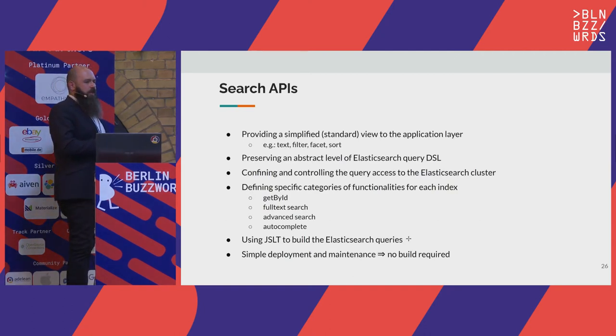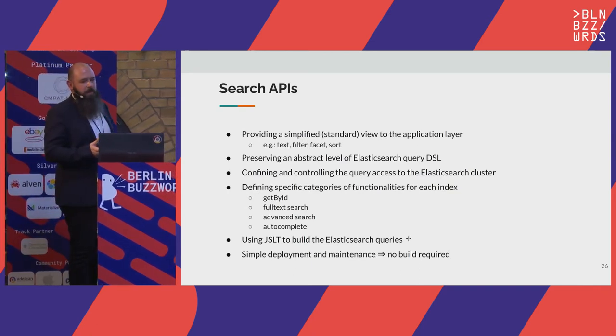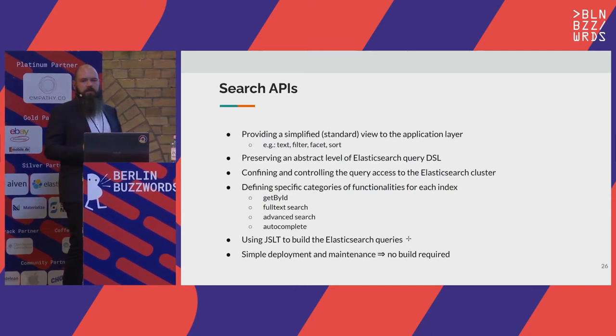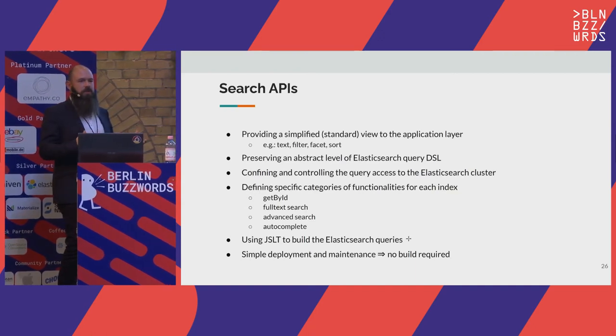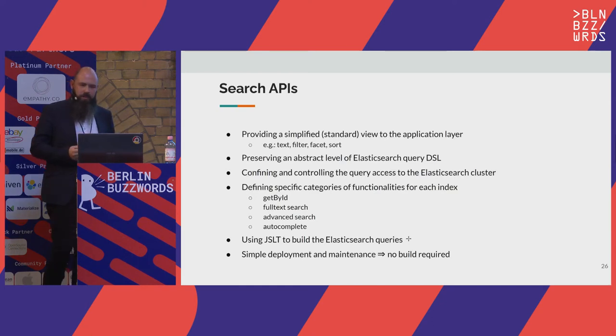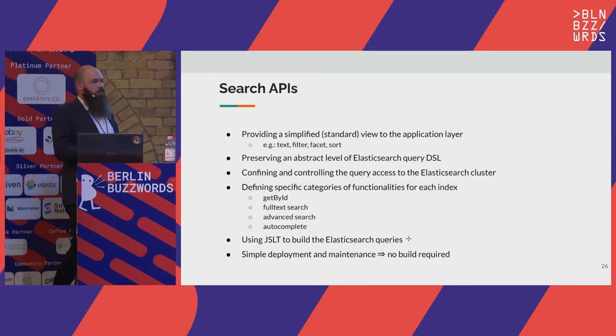Another important role of the API is to separate and to confine the access to the Elasticsearch cluster. There are several reasons for that. It's also because the cluster can be shared by different collections, by different indices, and if ever there is some extra load on some specific collection, it should not impact all the other collections and the totality of the cluster. And also to protect Elasticsearch from an excessive usage of very complex queries that can be combined.